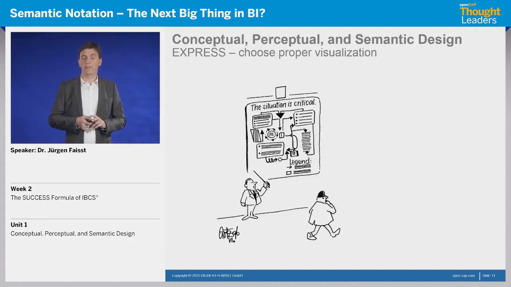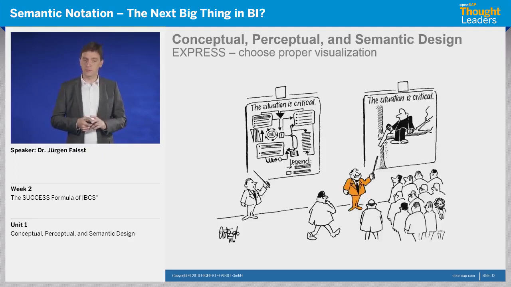This might be a way to explain that the situation is critical, but you will not immediately understand it. It would be much better visually to do it this way. You see immediately that the situation is critical, and you don't have to explain that picture with 1,000 words, but the picture tells you more than 1,000 words, or is worth more than 1,000 words.